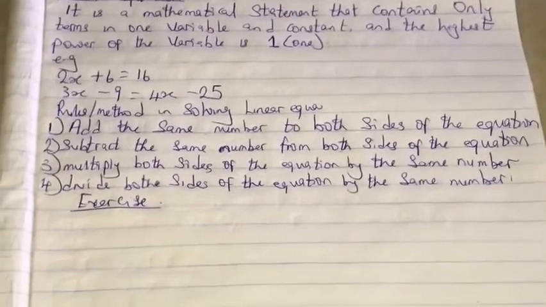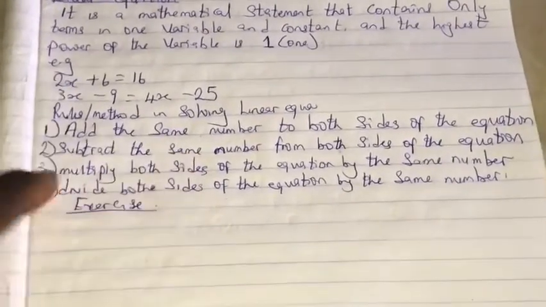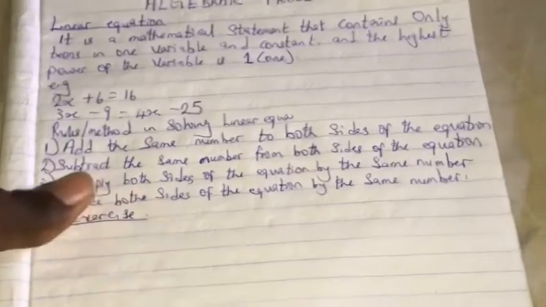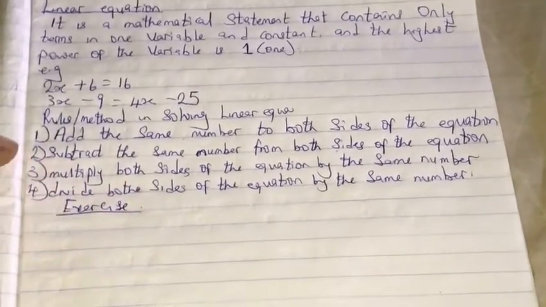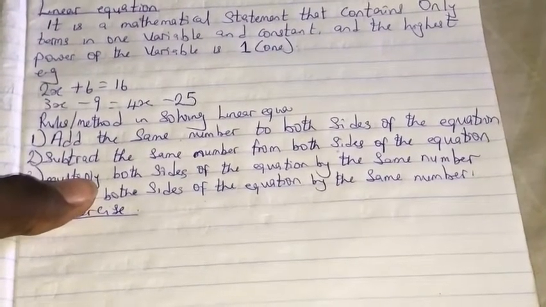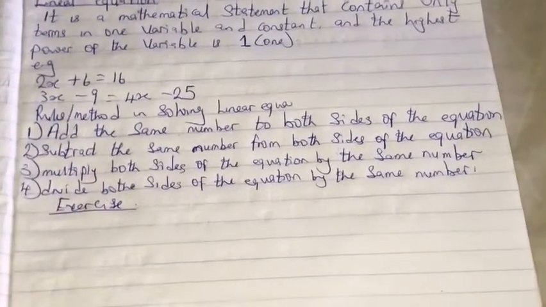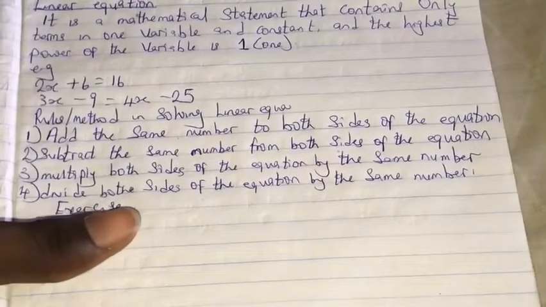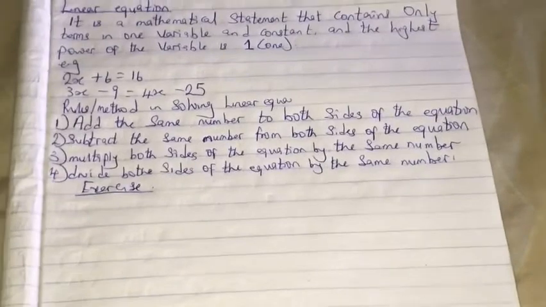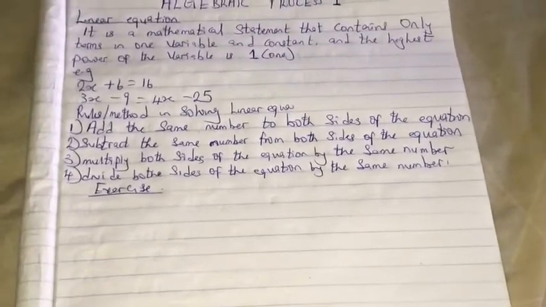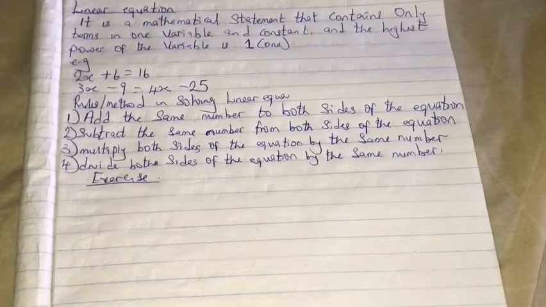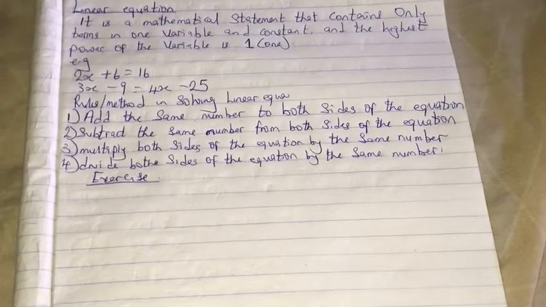So the methods you use to solve a linear equation: the first step is to add the same number to both sides of the equation. The second one is to subtract the same number from both sides of the equation, or you can multiply both sides of the equation by the same number, or you divide both sides of the equation by the same number. So let's quickly dive into the questions.